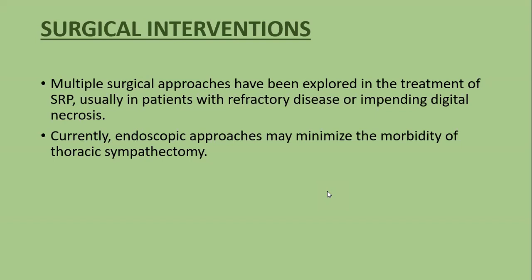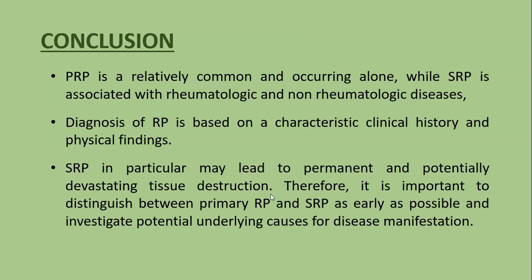Surgical interventions. Multiple surgical approaches are explored in the treatment of secondary Raynaud's phenomenon, particularly in patients with refractory disease and those with impending digital necrosis. Currently, endoscopic approaches minimize the morbidity of thoracic sympathectomy. Conclusion. Primary Raynaud's phenomenon is relatively common and occurs alone, while secondary Raynaud's phenomenon is associated with rheumatological and non-rheumatological diseases. Diagnosis of Raynaud's phenomenon is based on characteristic clinical history and physical findings.